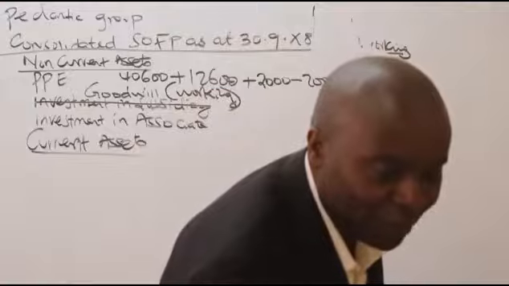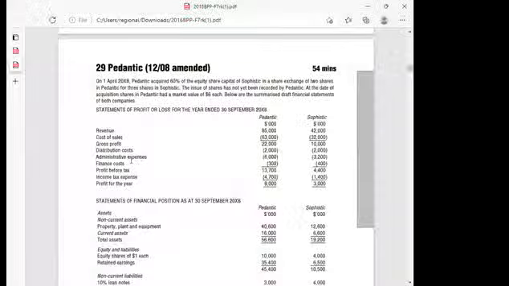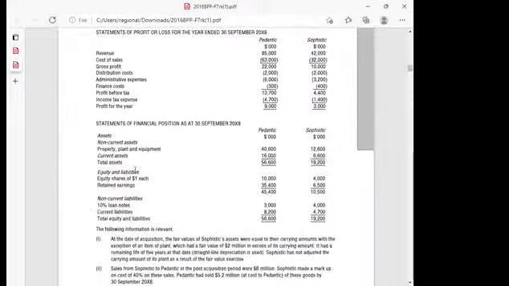So we continue. Current assets, we have the book here, ladies and gentlemen. And this book, each one of you needs this book. I'll be able to send it to our paid groups immediately after this. Ladies and gentlemen, our current assets, they are here.